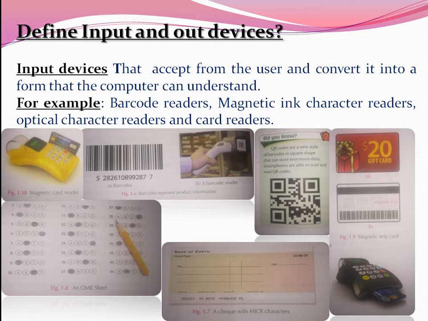Next one is magnetic ink character reader. Magnetic ink is a special ink that contains magnetic particles of iron oxide. A magnetic ink character reader can scan characters printed in magnetic ink. This technique is called magnetic ink character recognition, MICR. MICR is used extensively in banks because magnetic ink characters are difficult to forge.